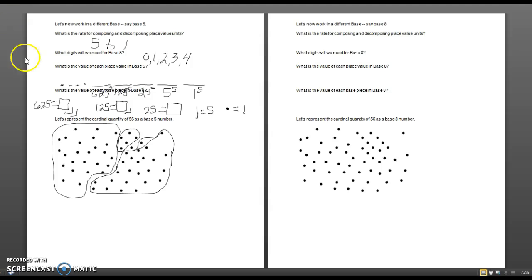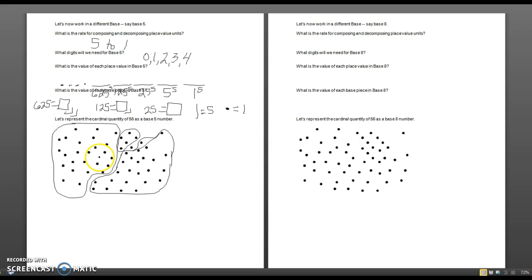All right, students, we're going to pick up where we left off. You can see I added a little bit to the diagram from where we left off, as it's kind of difficult to get these counted correctly, and I wanted to make sure I did that. So we're going to represent the cardinal quantity of 56 as a base 5 number.